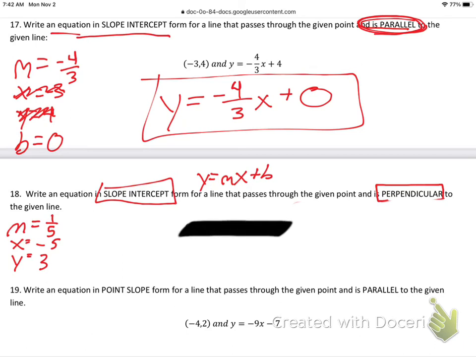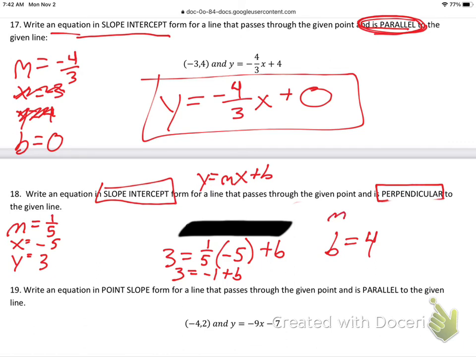I'm just going to plug these in so that I can find b. So that'd be 3 is equal to 1/5 times the -5 plus b. So 3 would then equal 1/5 times the -5, so -1 plus b. I'm going to add 1 to each side, and my b is going to be 4.